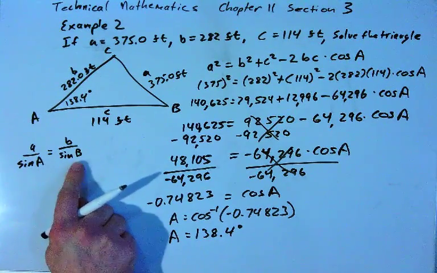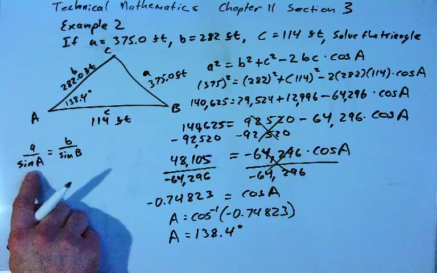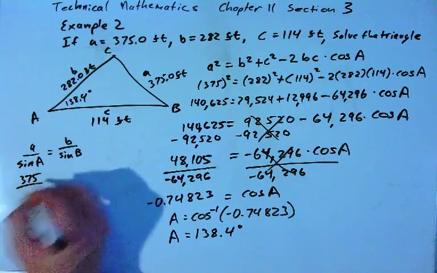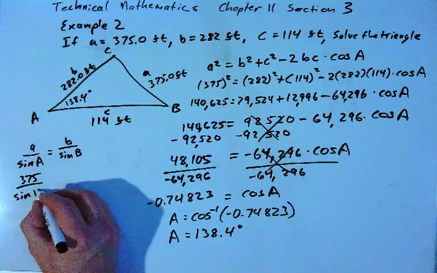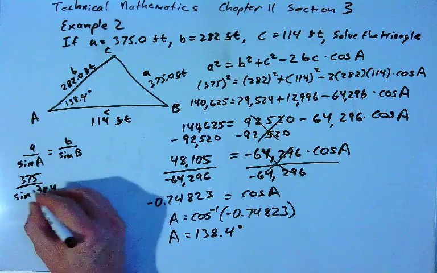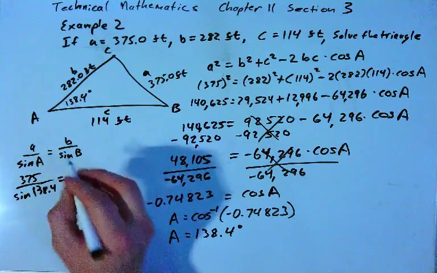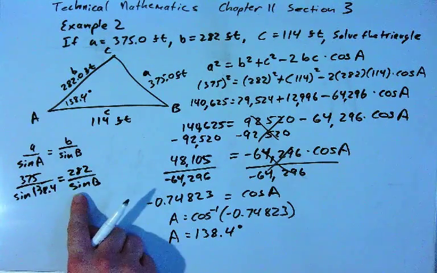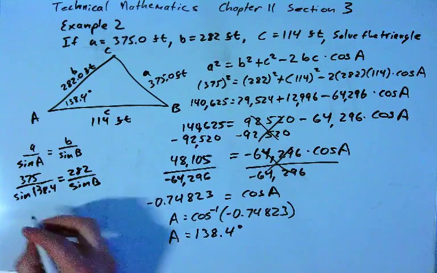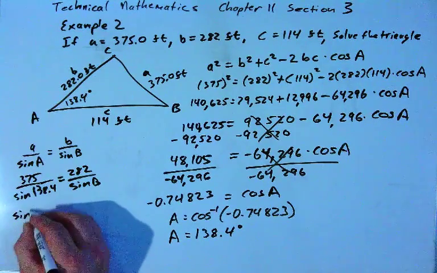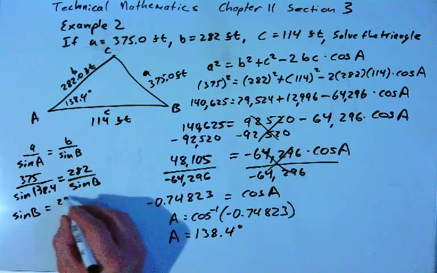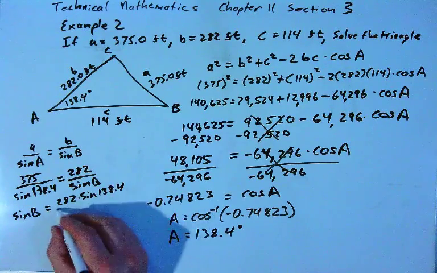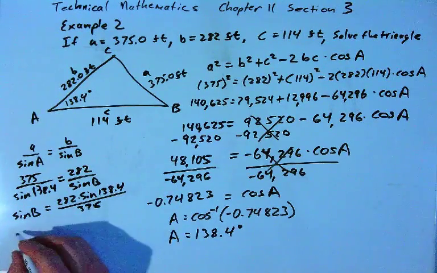Okay, and so here the angle B is what I'm looking for. I know the sides A and B, and I know angle A, so I'll plug in that information. A is 375 divided by the sine of A, which is 138.4, and that equals B, which is 282, divided by the sine of B. Again, I want to cross multiply and divide these to solve for sine B, at least for now. Sine B will equal 282 times the sine of 138.4 divided by 375.